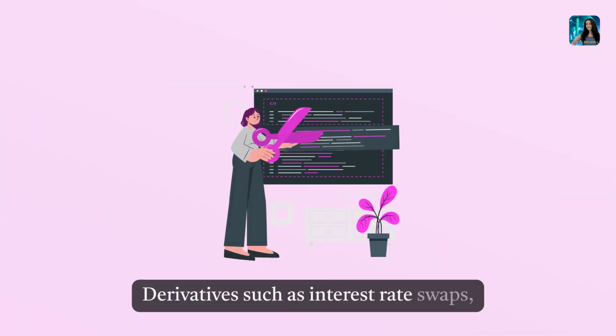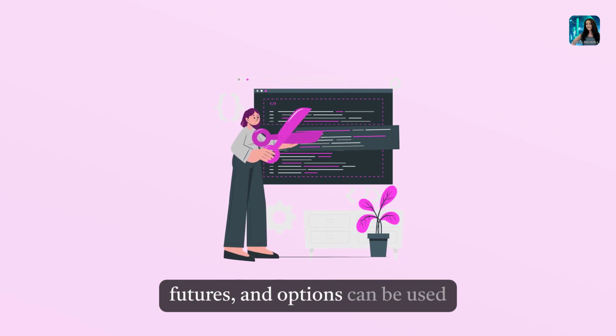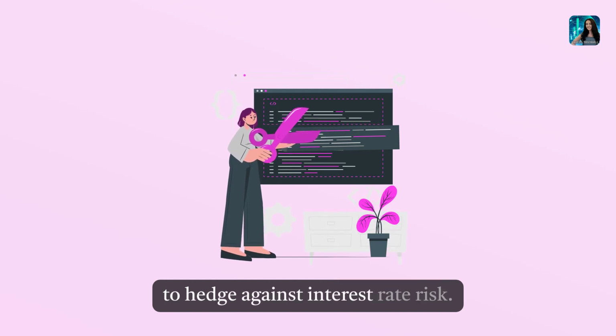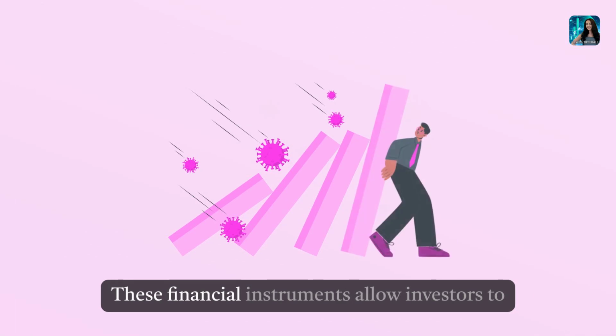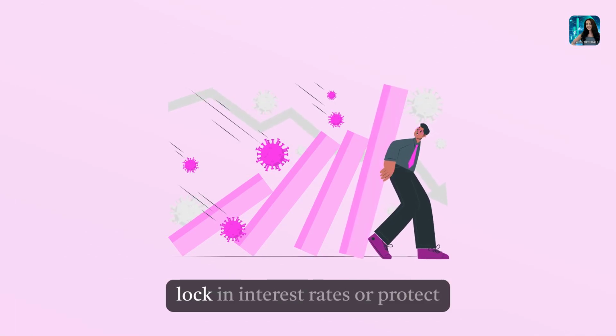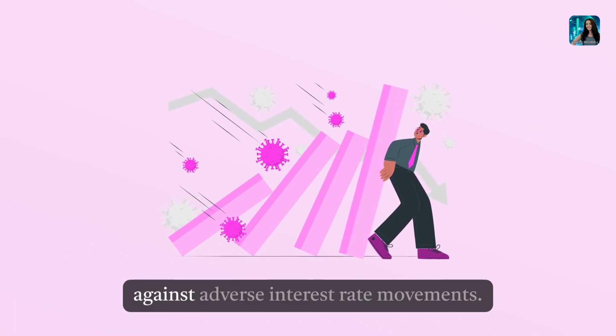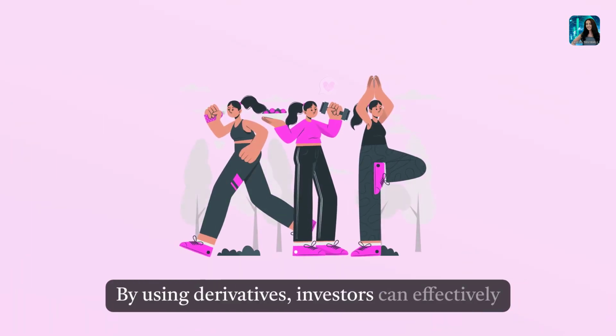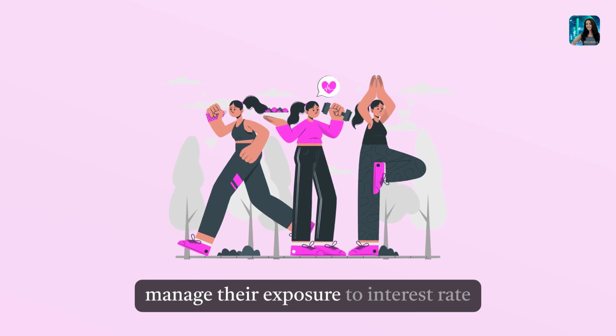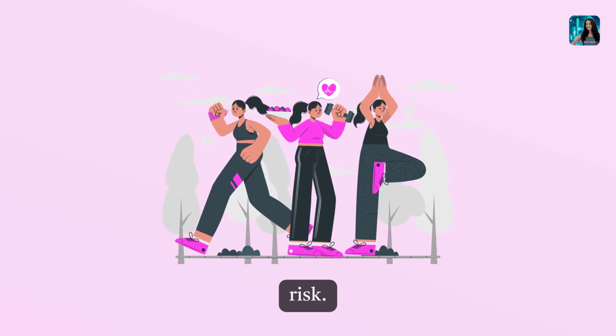Use of derivatives. Derivatives such as interest rate swaps, futures, and options can be used to hedge against interest rate risk. These financial instruments allow investors to lock in interest rates or protect against adverse interest rate movements. By using derivatives, investors can effectively manage their exposure to interest rate risk.